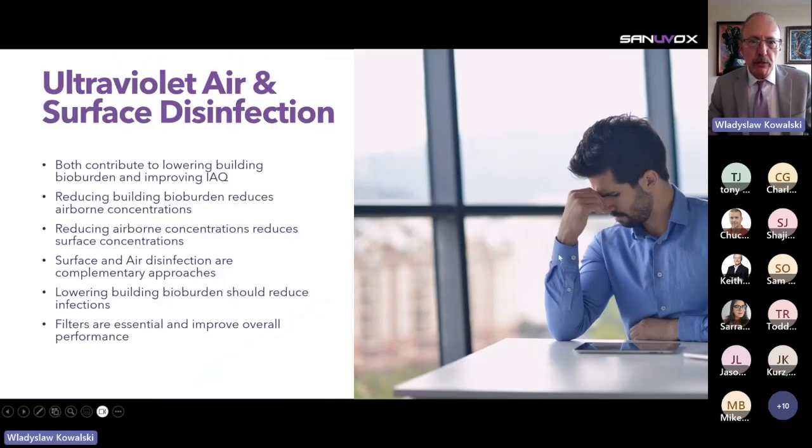Okay. Ultraviolet air and surface disinfection can both contribute to lowering building bioburden and improving IAQ. Reducing the building bioburden reduces airborne concentrations. That is to say, removing microbes from all the surfaces that they contaminate will simultaneously reduce airborne concentrations. And of course, reducing airborne concentrations will also reduce surface concentrations. So surface and air disinfection technologies are complementary approaches to cleaning up your building and lowering your building bioburden.